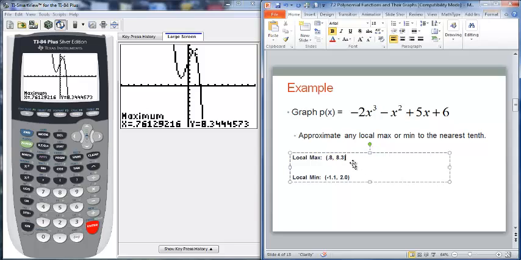Okay, so the local max and the local min are points. So I list both the x and y coordinate, and I'm going to do that for both of them. So if you were to approximate any local max or min, this is a calculator problem. You just whip the calculator out, plug it in, and find both the points.